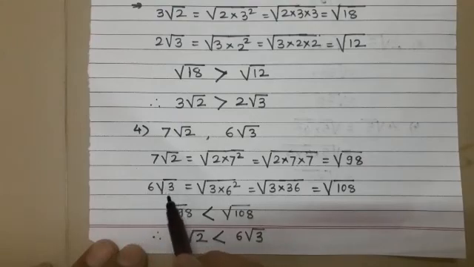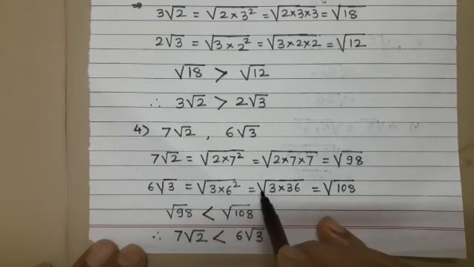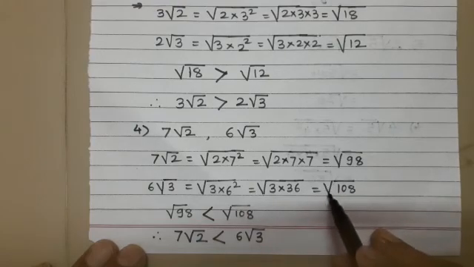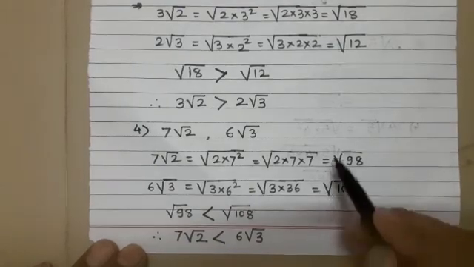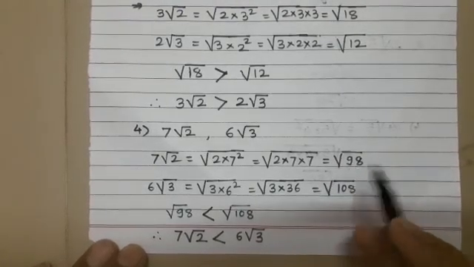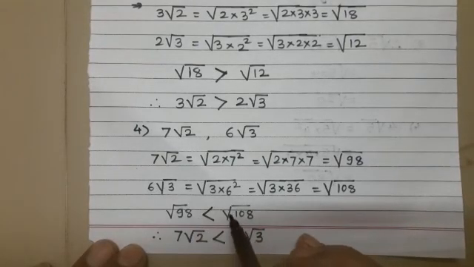6 square root of 3, 3 as it is. Take 6 inside the square root by doing the square, is equal to square root of 3 into 36, and that is square root of 108. Now the rational parts are 1. Here is 1, here is 1. Now take them below in this way. Square root of 98 and square root of 108. Orders are same.